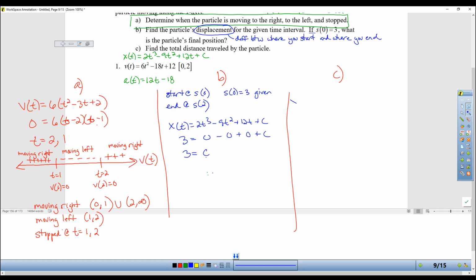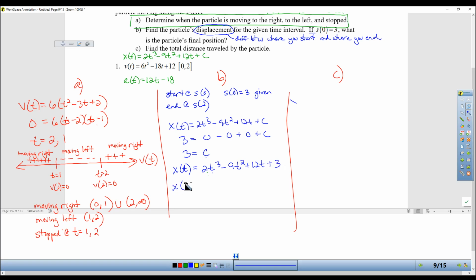Be careful. Sometimes they will give you the opposite. S of 3 is equal to 0. And you're so used to plugging all those zeros in, you'll do it that way anyway. But it's only if the t or the x is equal to 0 that you get to enjoy that. Okay, so here's my actual distance equation: 2t cubed minus 9t squared plus 12t plus 3.